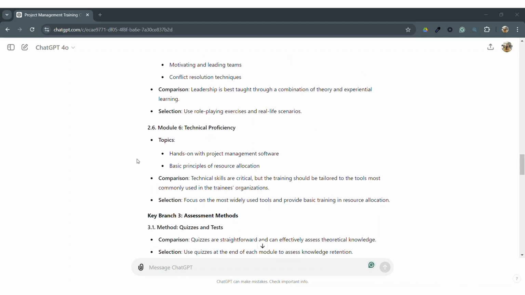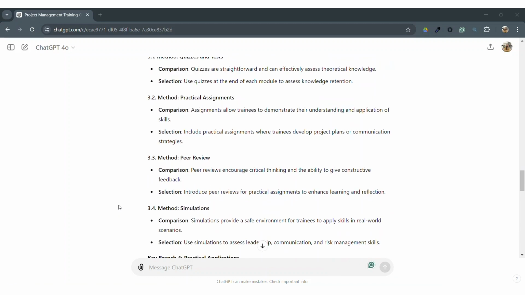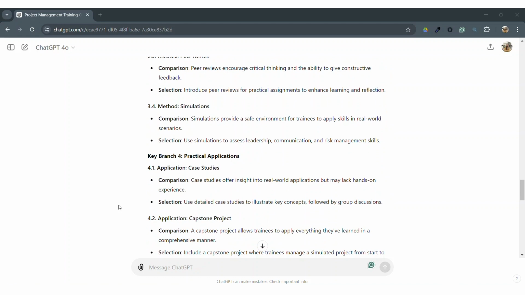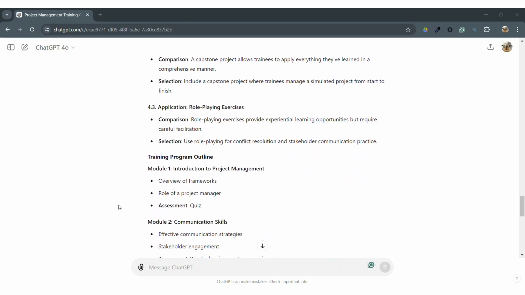We can also see here some suggestions on the assessment methods. In the comparison line, we have the rationale behind the recommendation, and in the selection, AI explains how to incorporate these assignments in the course. Finally, we can also see here that generative AI has provided us with the training program outline, which is based on the completed comparison and provided recommendations that we have just reviewed with you.